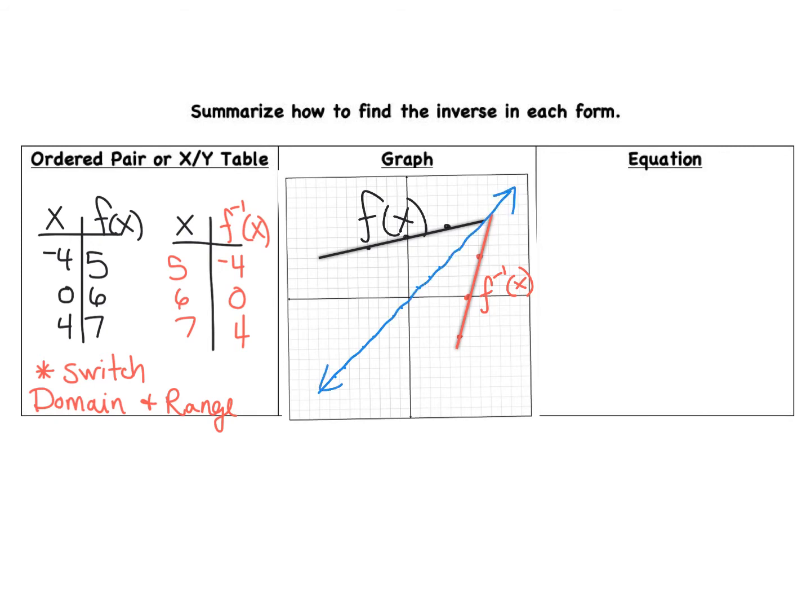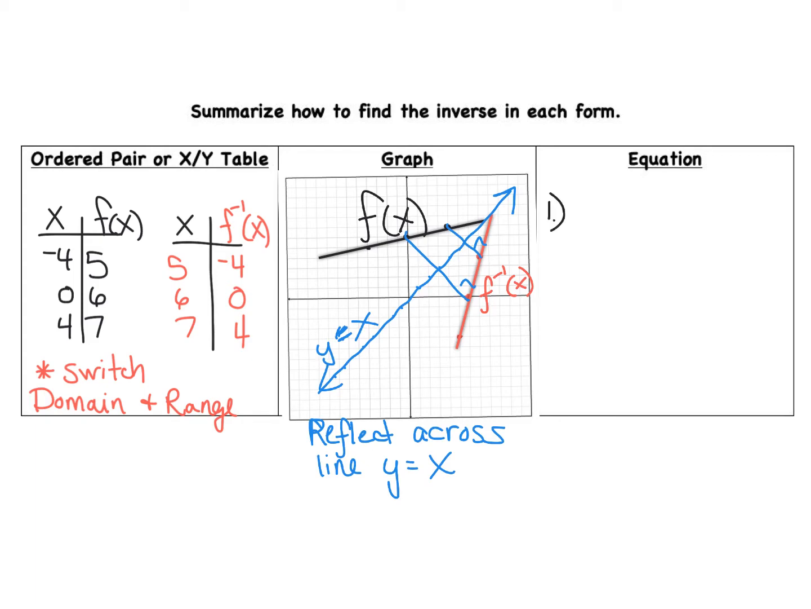We have that a function and its inverse are a reflection across the line y equals x, because it's switching your x and your y. So your ordered pairs, if you look, they're jumping across this line here. Okay, so every function and its inverse will reflect across the line y equals x.